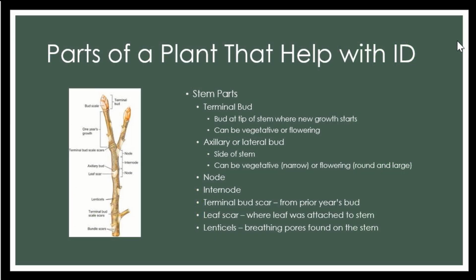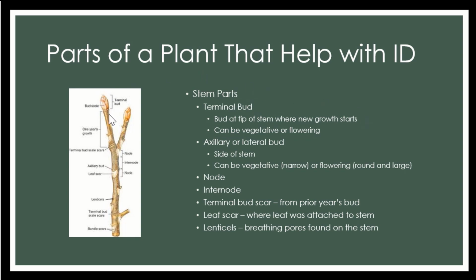We will now discuss parts of a plant that help with identification. In general, all parts of the plant are helpful. However, stem parts are especially helpful, including the terminal bud, which is the bud at the tip of the stem where new growth starts, can be vegetative or flowering.